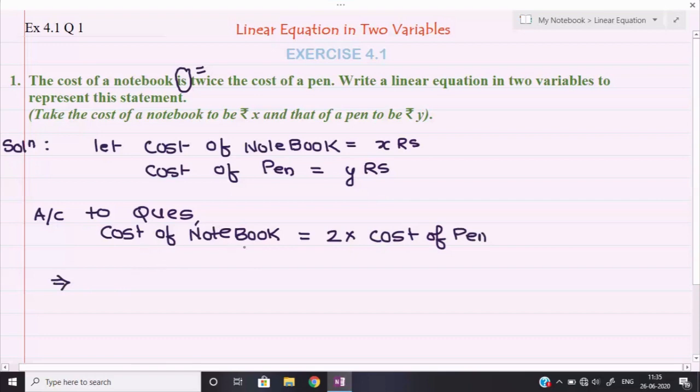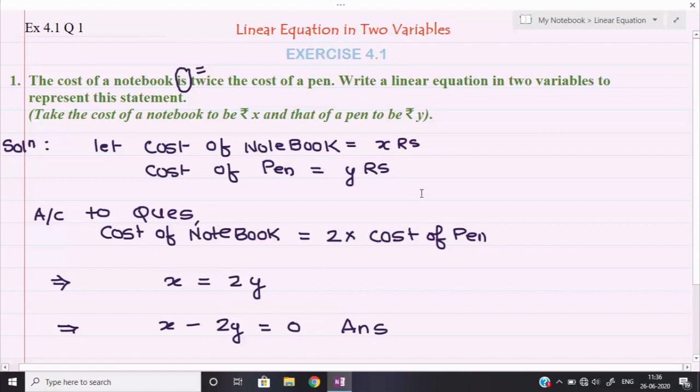Now see, the cost of notebook is x, which is equal to 2 times the cost of pen, which is y. This equation we can also write in this form: x minus 2y is equal to 0, because I can bring 2y to this side. That can also be the answer. If you leave the answer till here, it will be okay. Normally we are told to write the equation in standard form. I will come to that later. What is standard form? That is our next question only.